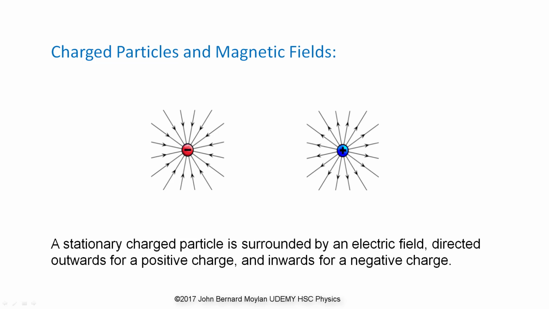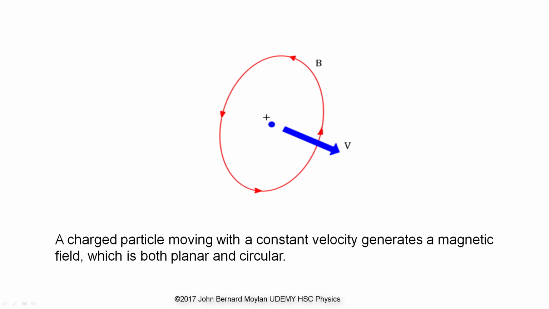A stationary charged particle produces an electric field. For a negatively charged particle, the field lines are directed radially inwards. For a positively charged particle, the field lines are directed radially outwards, as is shown in the diagram. A charged particle moving with a constant velocity produces a magnetic field as well as an electrical field.